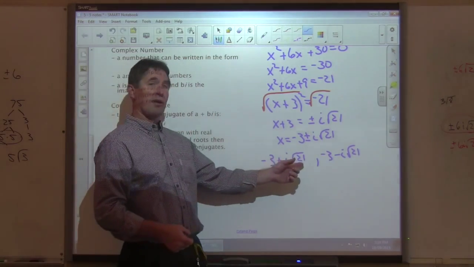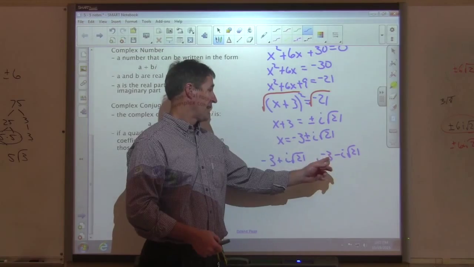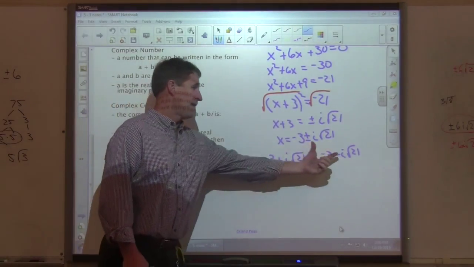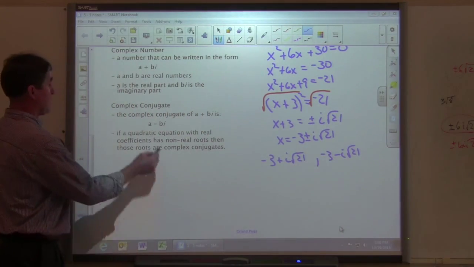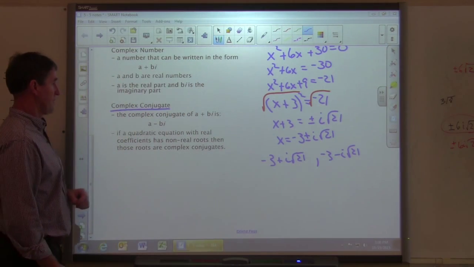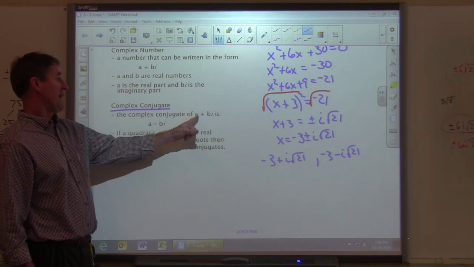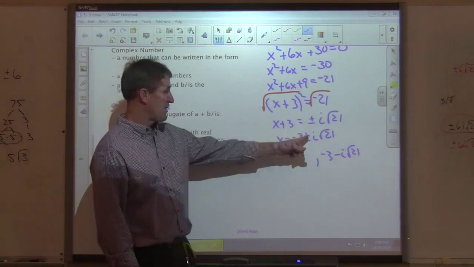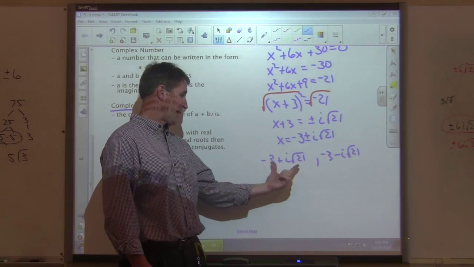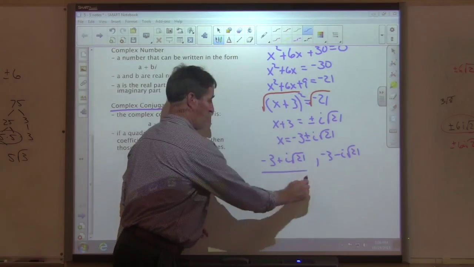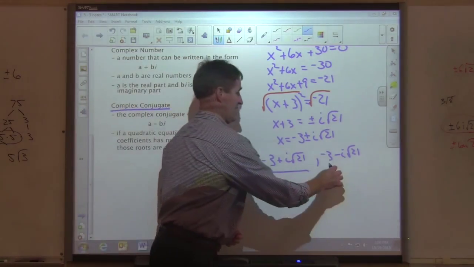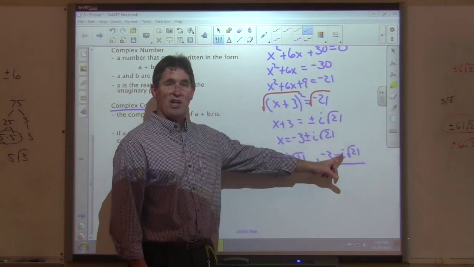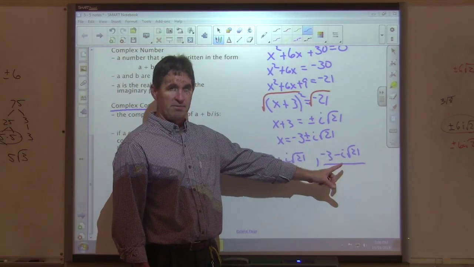We'd have -3 plus i√21 and -3 minus i√21. So this leads into the next part because we have these two answers. It's what's called a complex conjugate. And a complex conjugate of a plus bi is simply a minus bi. All it's saying, because we have this plus or minus, if you have one of your answers like this, the other answer has to be the conjugate of that, which is the same thing. You change the sign of the imaginary part.